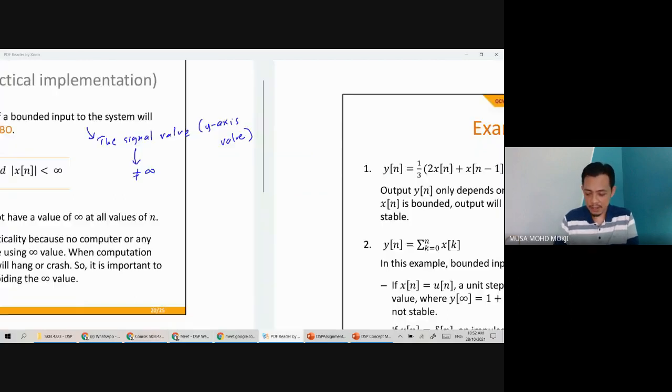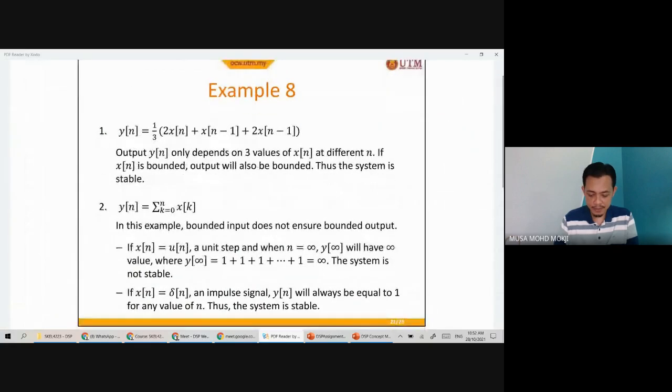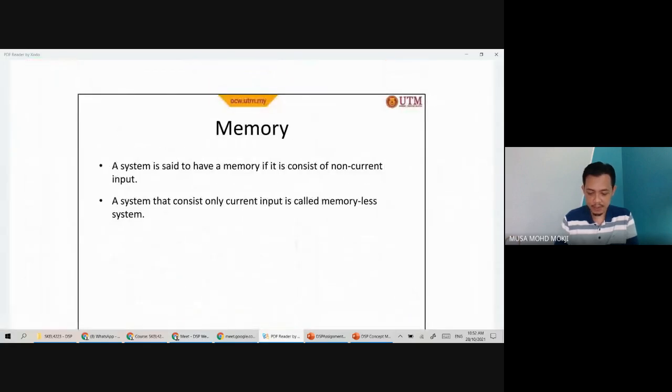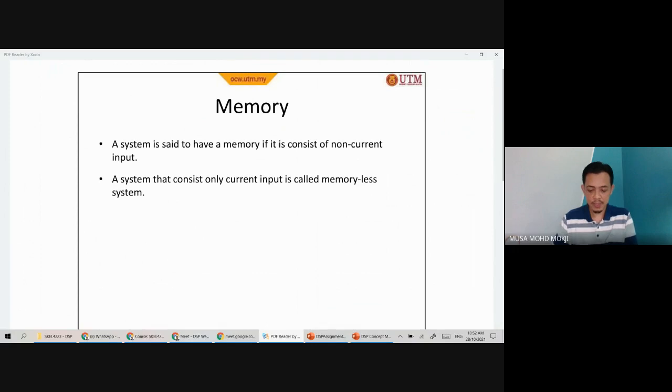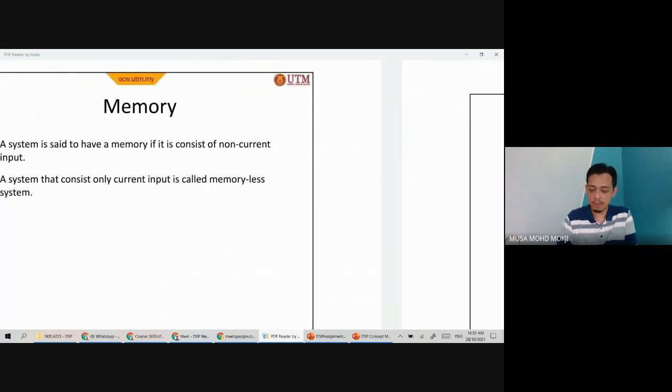Okay, let's see some example here. What is memory? A system is said to have memory if it consists of non-current input. A system that consists only of current input is called a memory-less system. If the system only involves n only, and doesn't have a past value or a future value, that one is a memory-less system. If not, it is called a memory system.